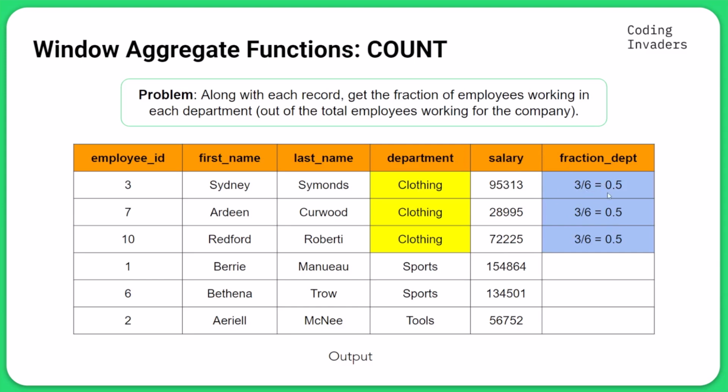So the fraction is 0.5. Similarly, for the sports department, 2 employees are there and the total is 6. So 2 by 6 becomes 0.33. And for tools, it will be 1 by 6 because we have only 1 employee in the department out of a total of 6 employees. Now let's go to Metabase to write the code.